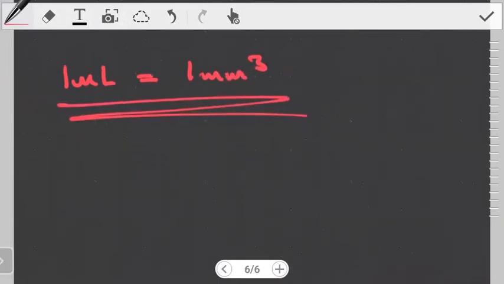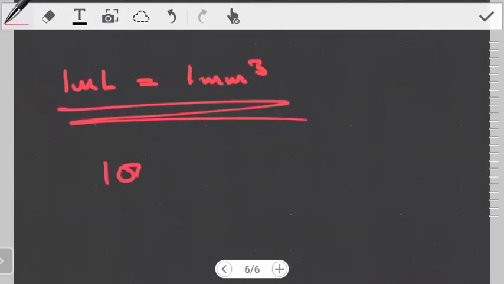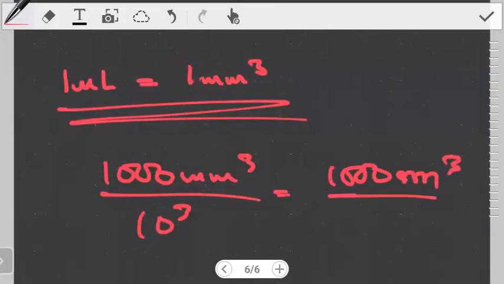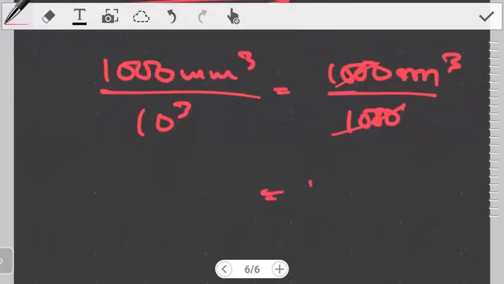Okay, so I hope you guys didn't get confused there. We ended up with 1000 millimeter cubic over 10 to the power 3, which is just the same as 1000 over 1000. This and that is what gave us 1 millimeter cubic.